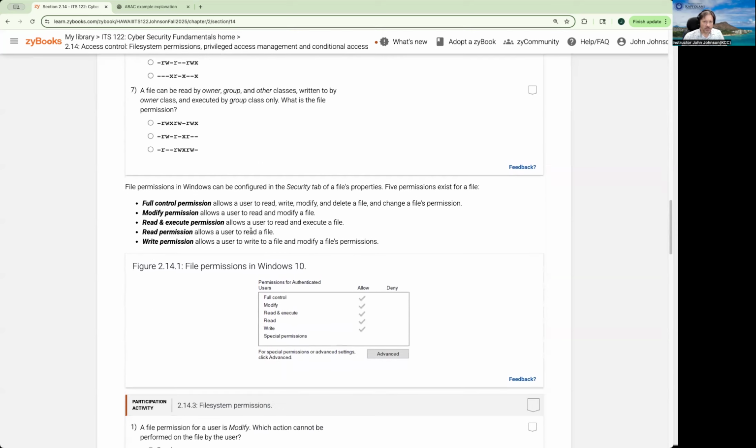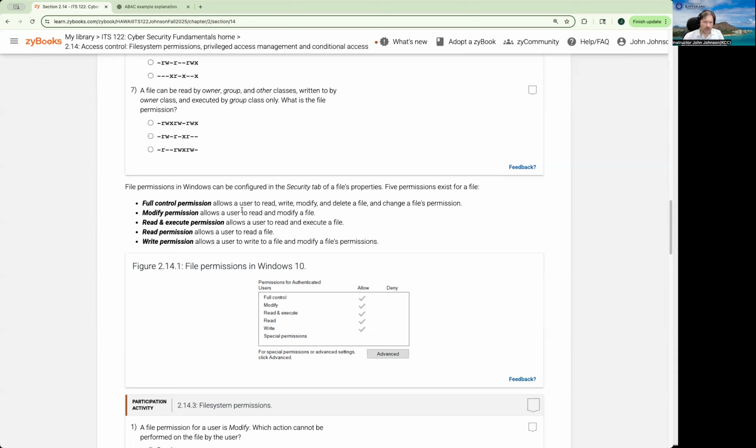The next thing we're going to be talking about is Windows permissions. Windows has its own file permission system. We've got the full control permission, which means the user can read, write, modify, and delete a file, and can also change the file's permissions.